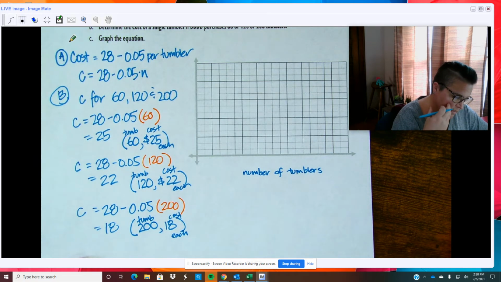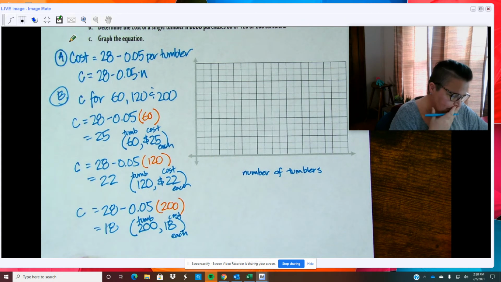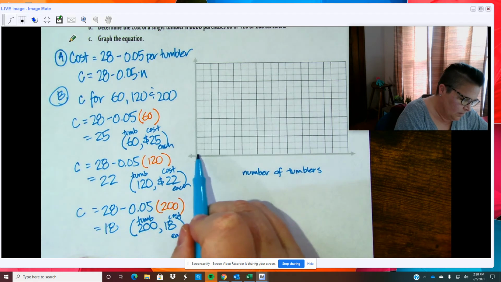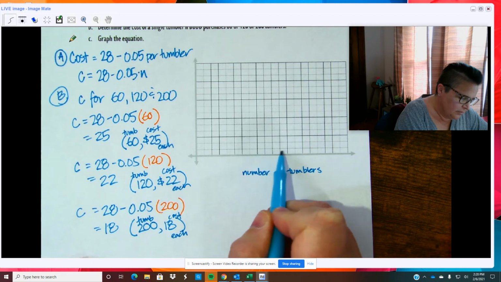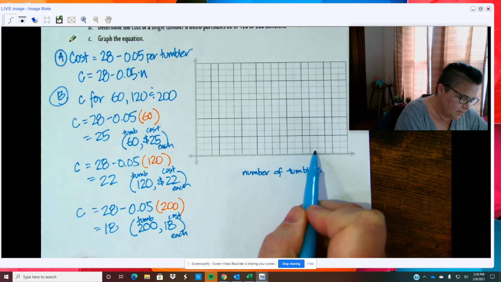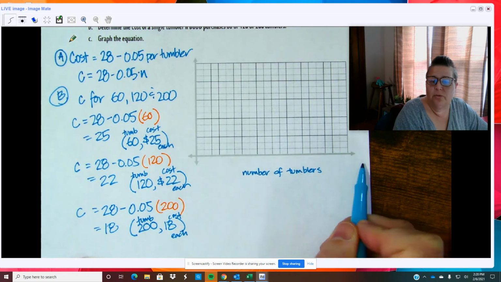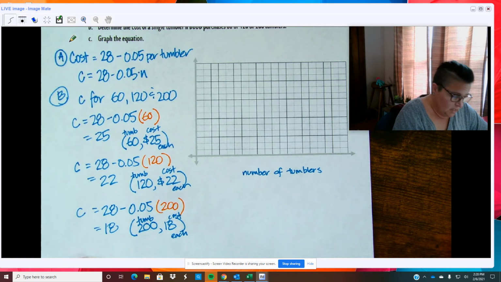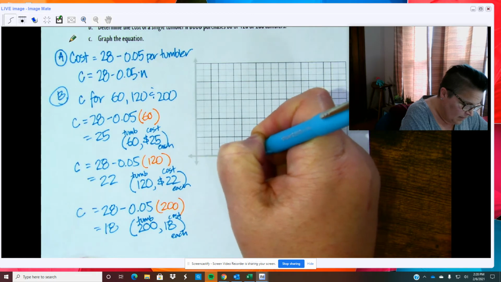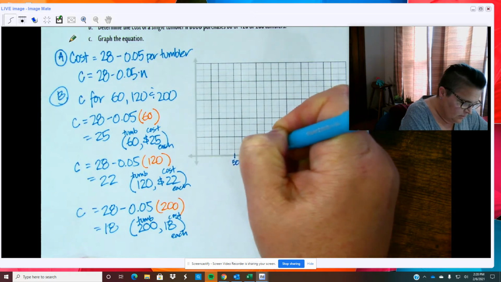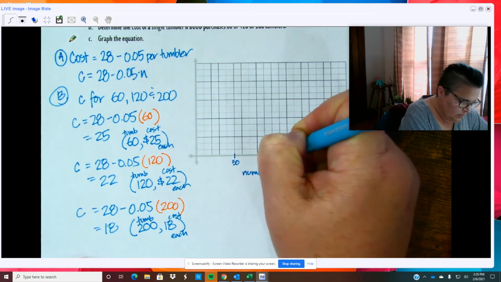And to do this, I apparently need to get up to 200. So to get up to 200, where am I? 1, 2, 3, 4, 5, 6, 7, 8, 9, 10, 11, 12, 13, 14, 15, 16, 17, 18. Oh, I've got 20 across. I can just go by tens. So 10, 20, 30, 40. We'll make that 50. 10, 20. This one will be 100.